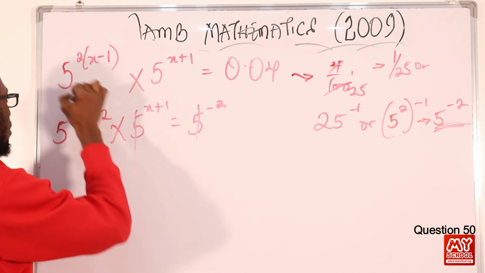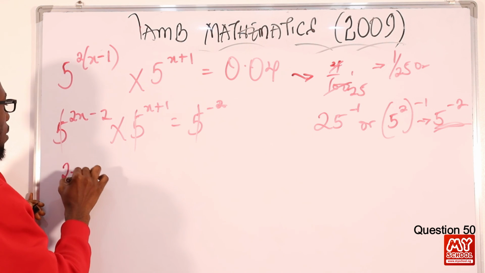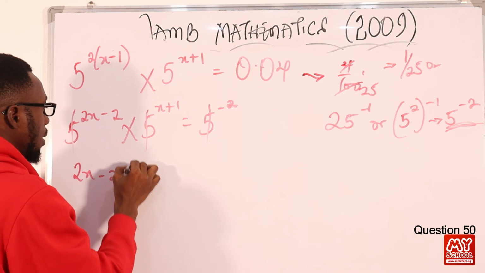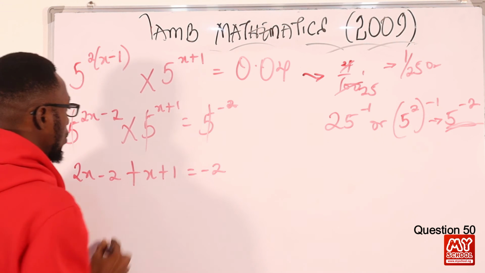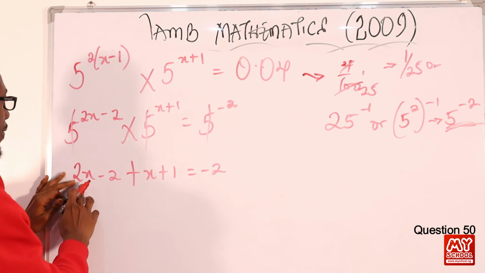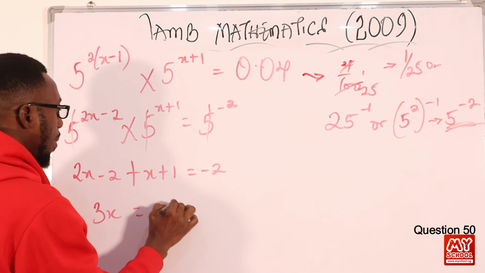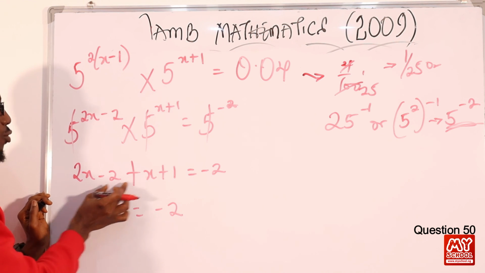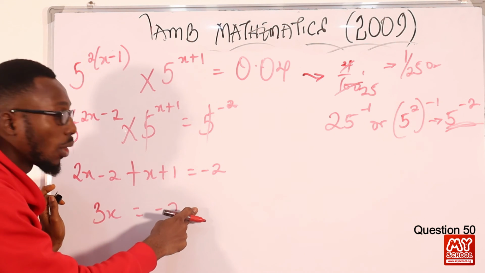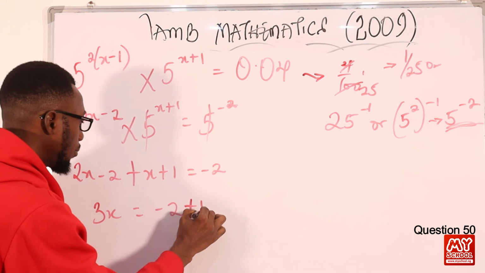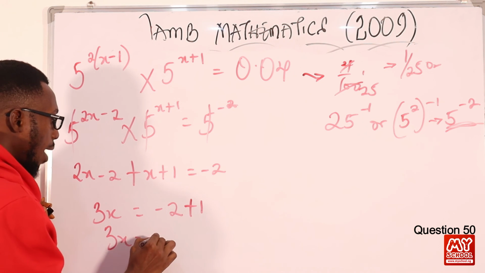So all the bases are dismissed. So I have 2x minus 2, plus x plus 1, equals minus 2. If I collect like terms, I have 2x plus x, that is 3x, equals minus 2. So I have minus 2 plus 1, I have minus 1. If minus 1 goes outside, it becomes plus 1. So I have 3x equals minus 2 plus 1, I have minus 1.